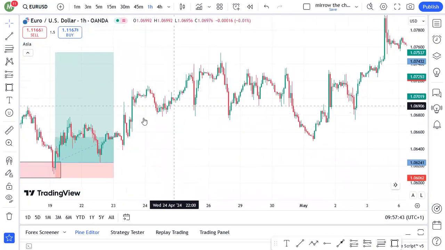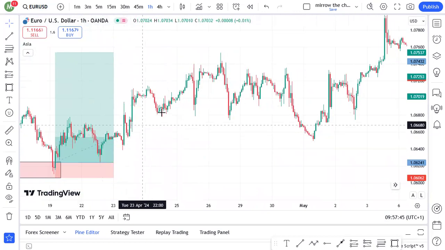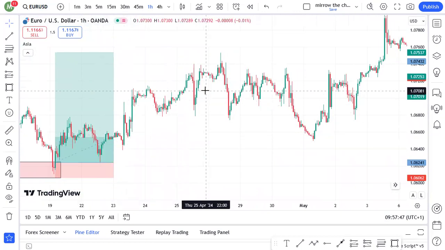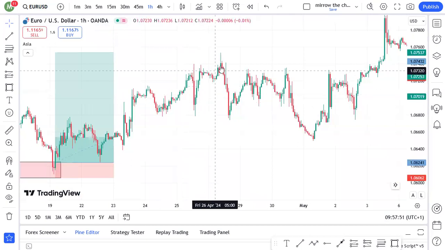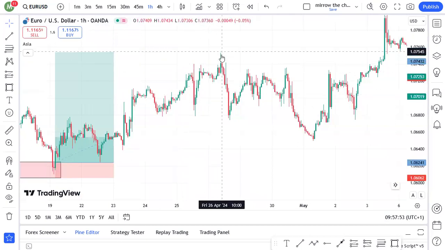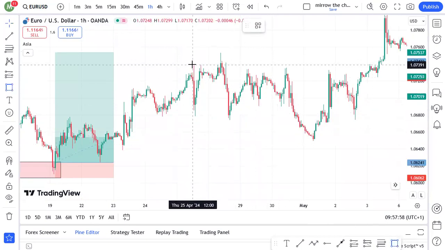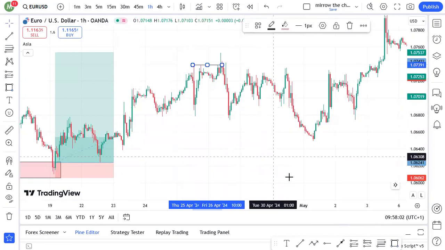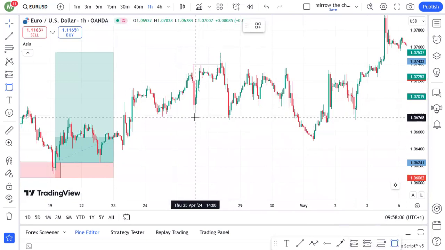Now you move. This is Monday, this is Tuesday, Monday, Tuesday. So what happened here? Now we look for other opportunities. Now what happened? This is Friday. What did Friday do? Friday grabbed the previous Tuesday high, previous Thursday high, and did what? And broke structure to the downside.